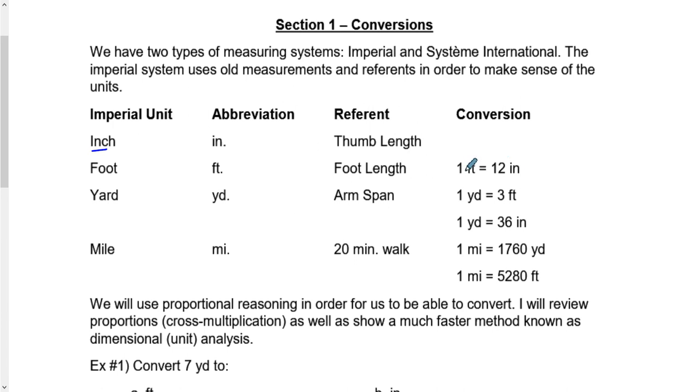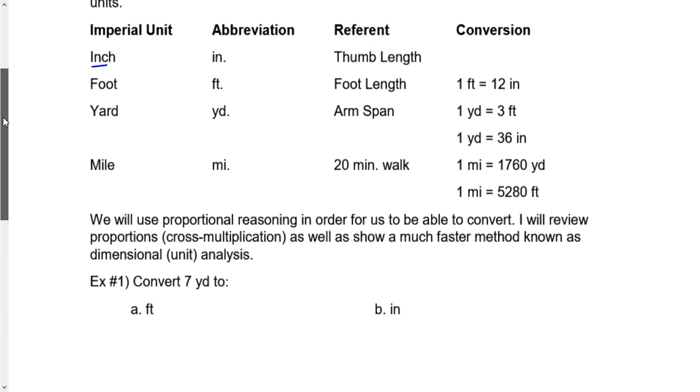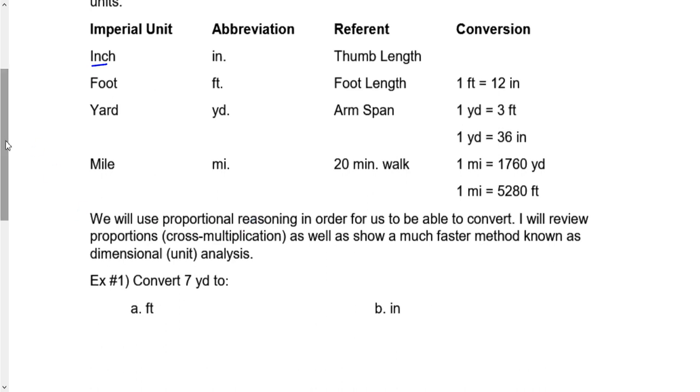So a few main characteristics for conversions, that 1 foot is 12 inches, 1 yard is 3 feet. So if 1 yard is 3 feet and 1 foot is 12 inches, that means that 1 yard is 36 inches. 1 mile is 1,760 yards, and 1 mile could also be classified as 5,280 feet. We will be using proportional reasoning in order for us to be able to convert. I'll review proportions as well as show you a much faster method known as dimensional or unit analysis.